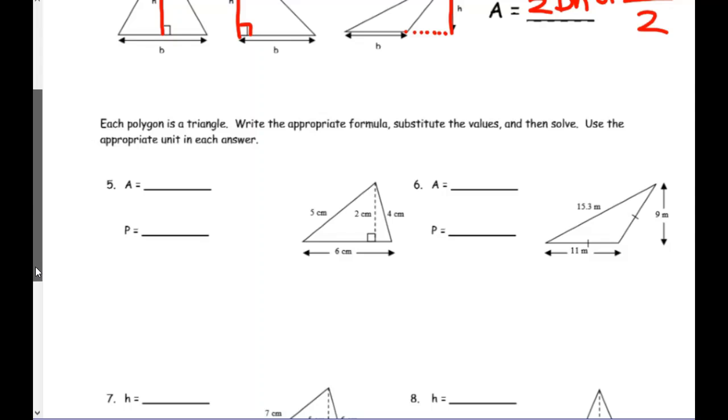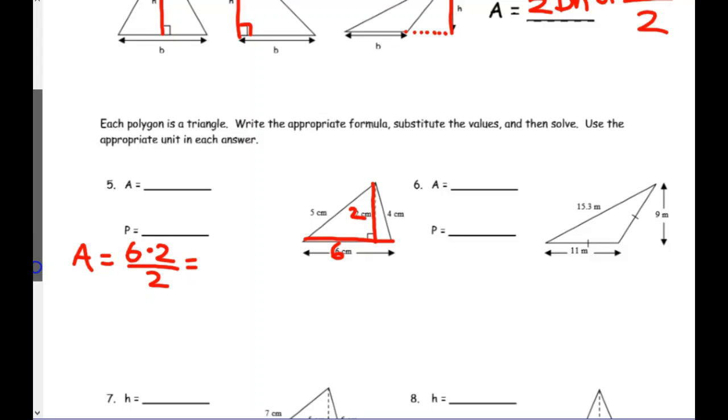So the base is 6. Now, is the height 4? Is the height 5? No, the height is straight from the top down, 2. So my base is 6, my height is 2. So for area, I'm going to do 6 times 2 divided by 2.